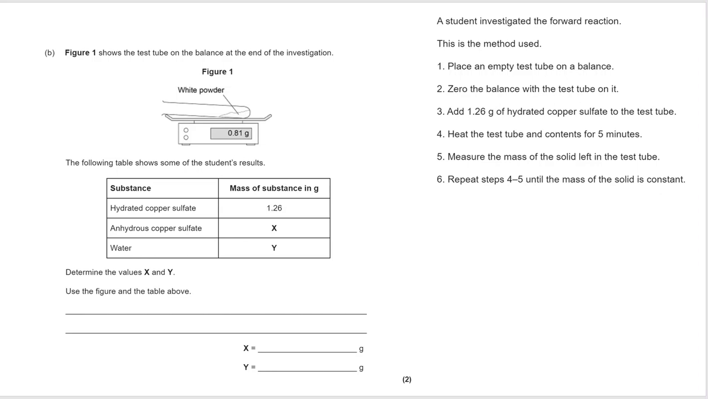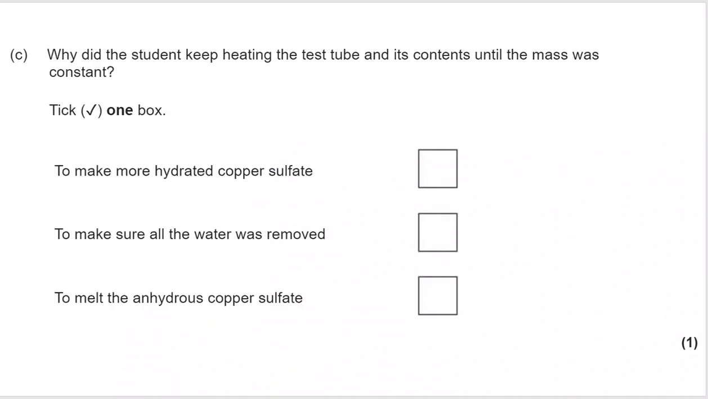Well, let's take a look at what we know. 0.81 grams is the mass at the end of the experiment. That's the anhydrous copper sulfate. We also know that we started with 1.26 grams in the test tube. We ended up with 0.81, which means that the 0.45 grams that have gone must be the water that has been lost to the atmosphere. So Y is 0.45 grams.